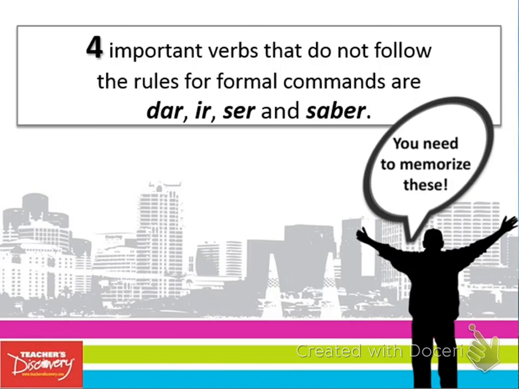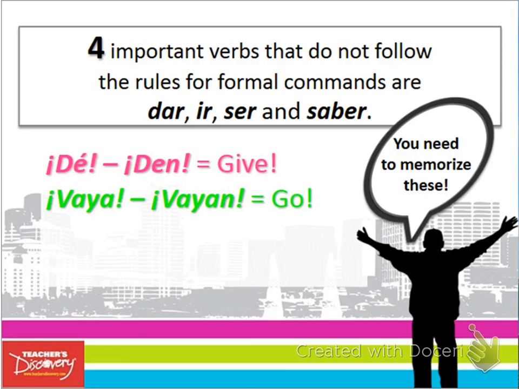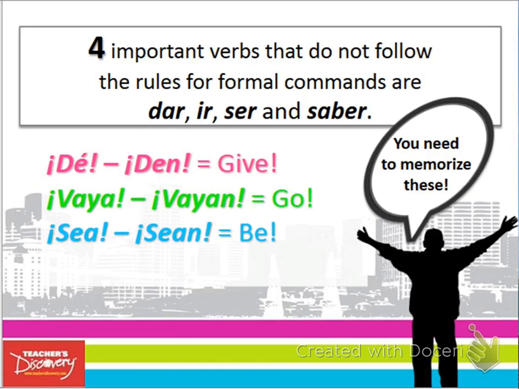This only goes over 4 of our irregulars. Dar being one of them. Remember that is the weird one that has an accent only on the singular command form, not on the plural command form. If we take away that accent, what would it look like? De, of or from. So we need an accent on the singular form. For the verb to go, to tell somebody to go, vaya, tell a bunch of people, vayan.